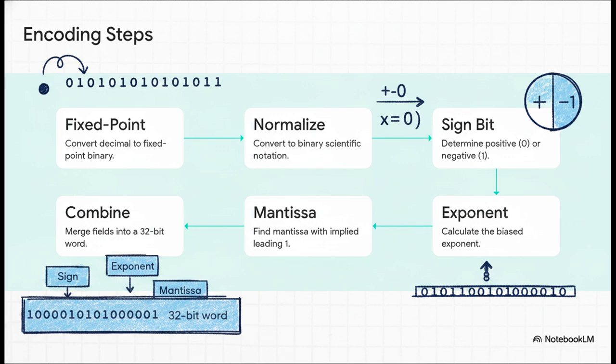Okay, enough abstract theory for a minute. Let's actually see how your computer takes a standard decimal number, like positive 22.125, and squishes it into a 32-bit float. The computer executes a clear, totally predictable algorithm every single time. It converts the decimal to a fixed-point binary number, normalizes it into scientific notation, and then calculates our 3 fields: the sign, the biased exponent, and the mantissa. Finally, it just concatenates them all together. Let's watch this math play out step by step.